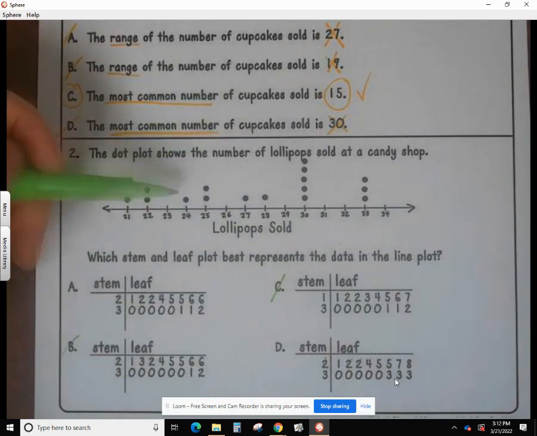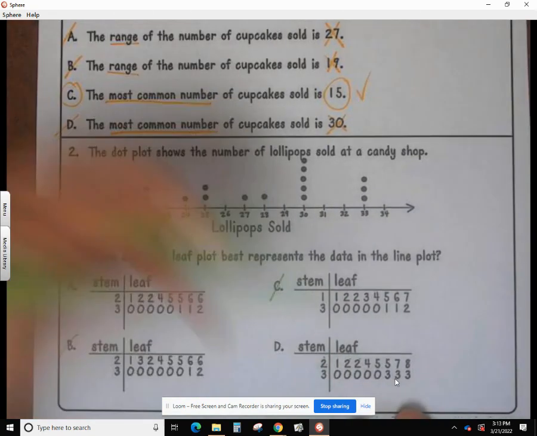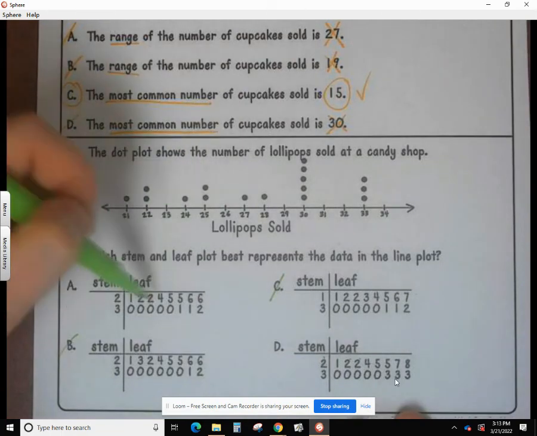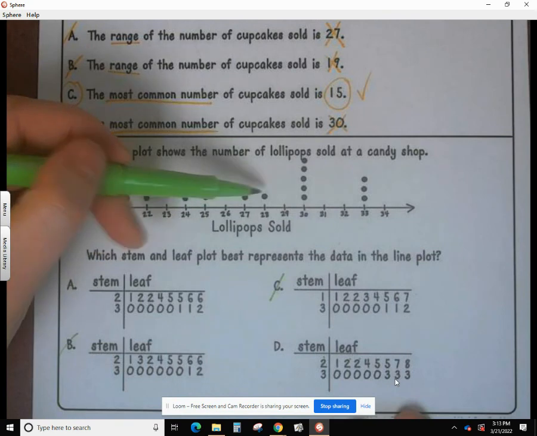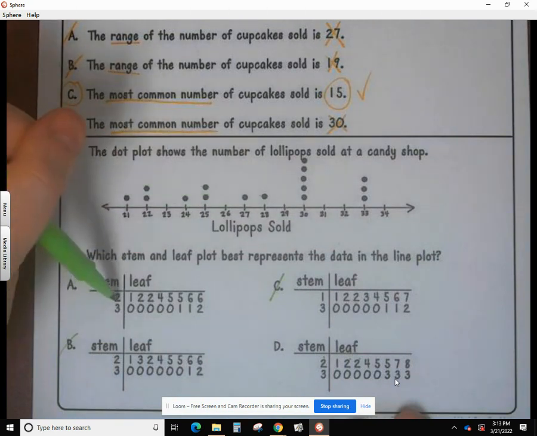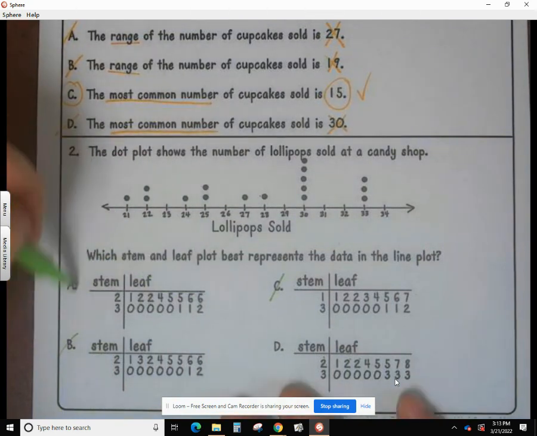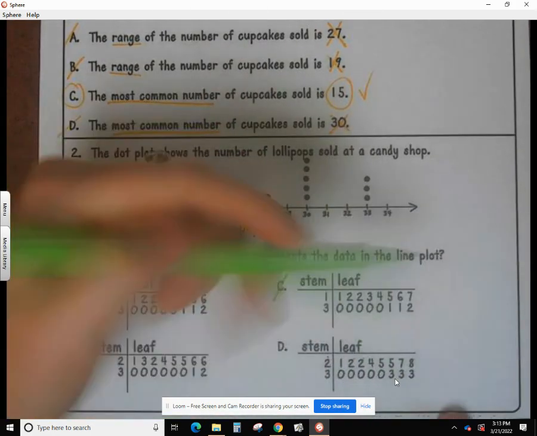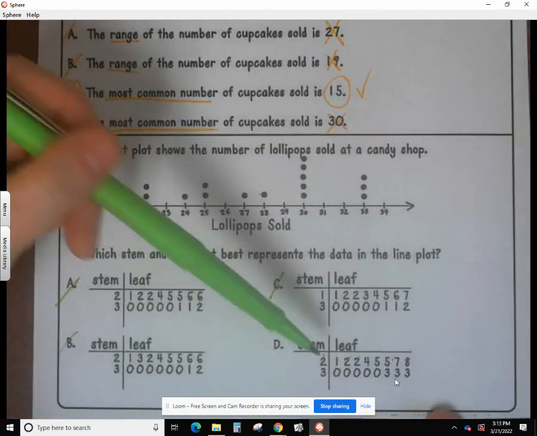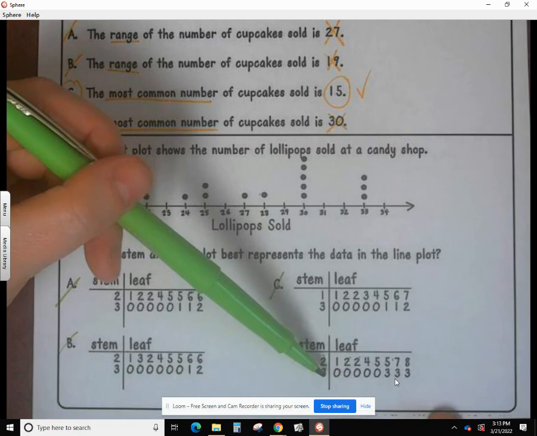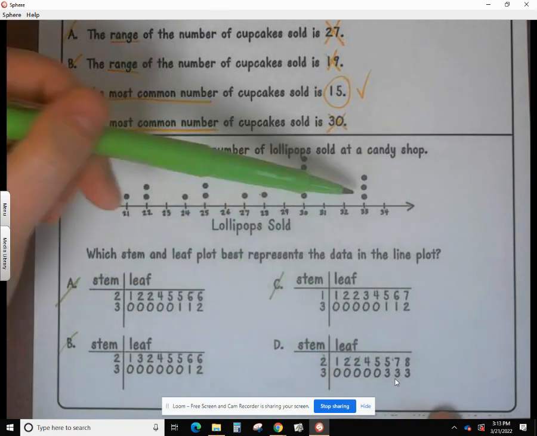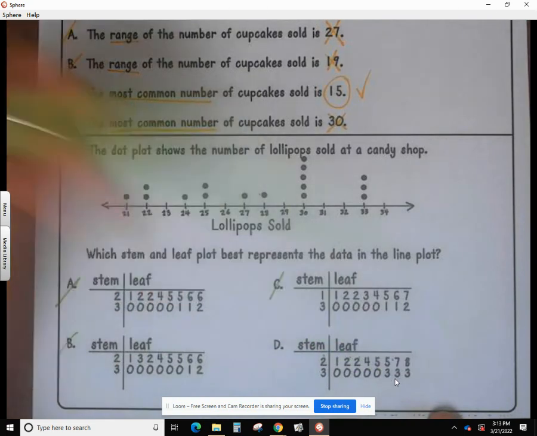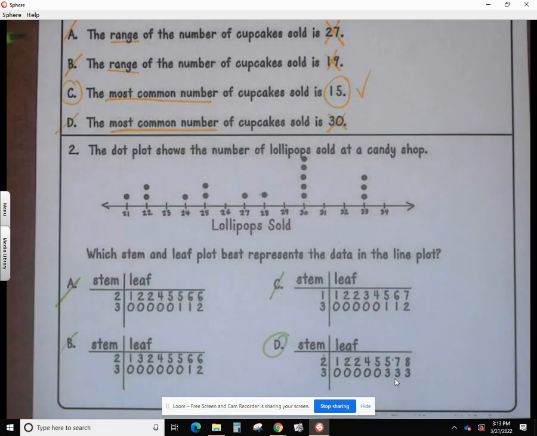There should be 1 24, 24, 24, good. 2 25s, 25, 25, 25, 25. Then a 27 and a 28. Ooh, this one has 26, 26, so that's wrong. This one has 27, 28. It skips 29, it goes to 30, and it should have 5 30s. 1, 2, 3, 4, 5, good, and then 3 33s. 1, 2, 3. So this one matches all the same numbers from the dot plot. Hope that helps.